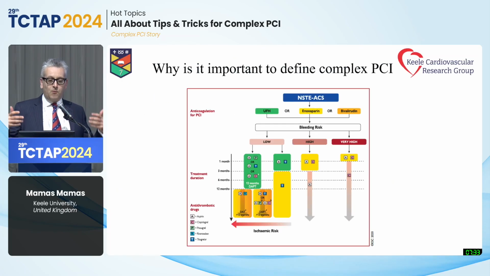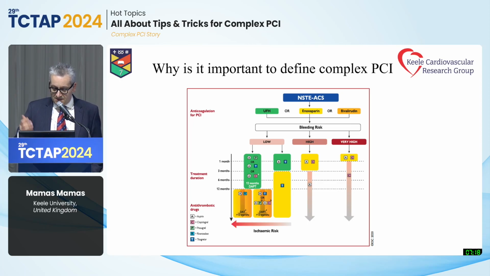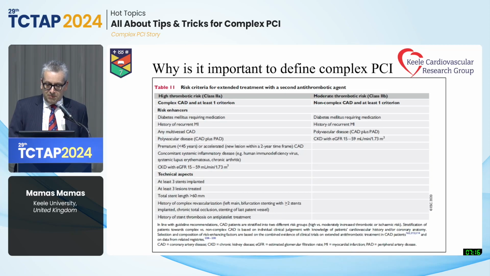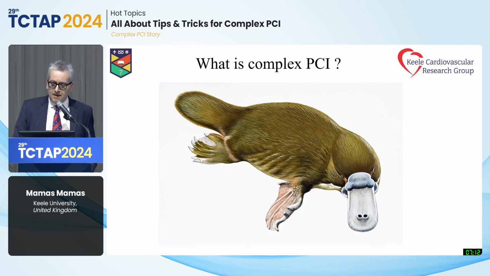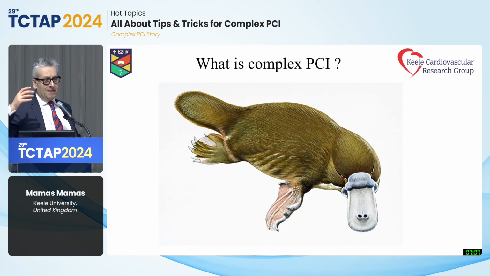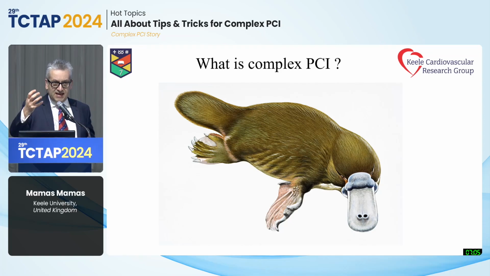So first and foremost, why is it important to define complex PCI? Well, the reason it's important is because being able to define what's complex guides our practice. So for example, in complex PCI, antiplatelet therapy is different from non-complex PCI. Now you may say, well, okay, we may not be able to define complex PCI easily, but if we see it, we can name it.